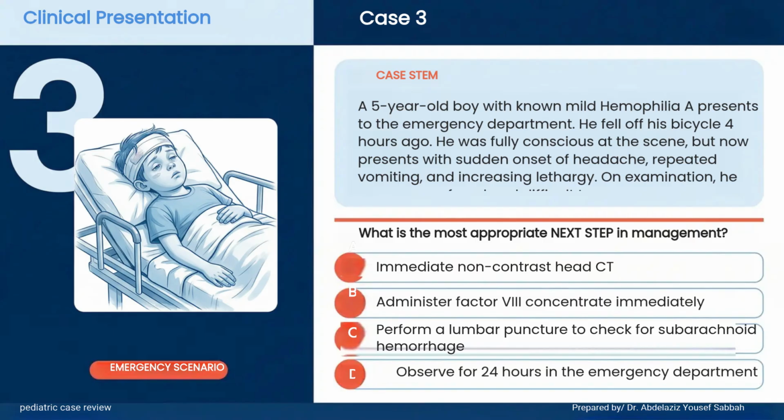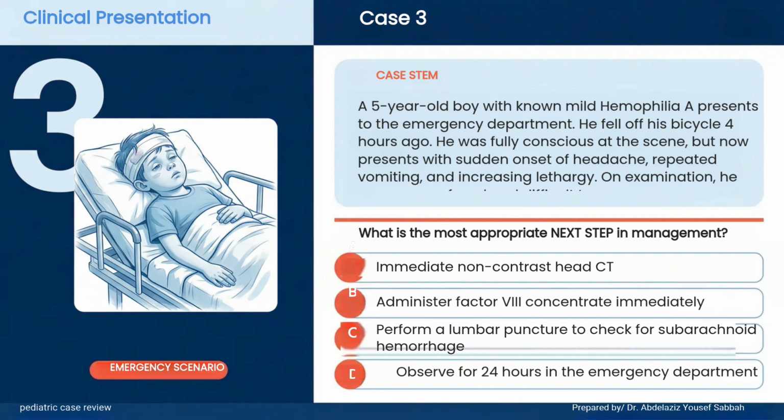Case 3. This is an emergency scenario. A 5-year-old boy with known mild hemophilia A presents to the emergency department. He fell off his bicycle 4 hours ago. He was fully conscious at the scene, but now presents with sudden onset of headache, repeated vomiting, and increasing lethargy. On examination, he appears confused and difficult to arouse. What is the most appropriate next step in management?